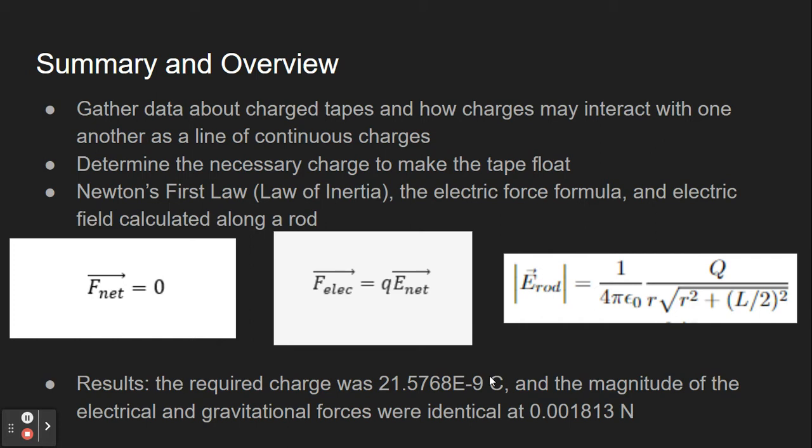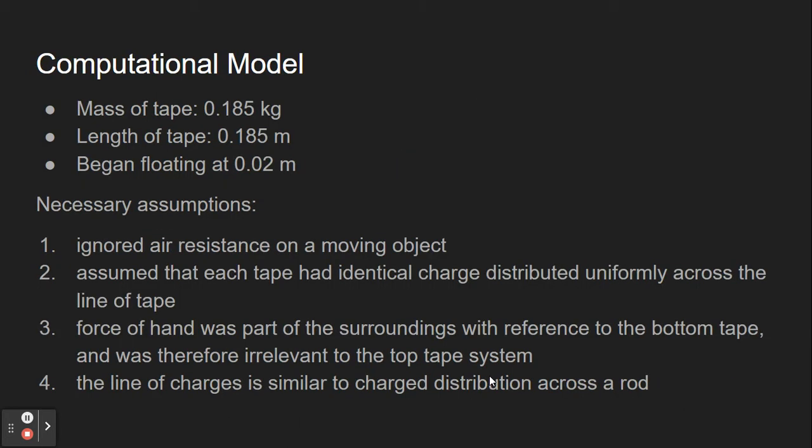The results were that the required charge ended up being around 21.57 e negative 9 coulombs, and the magnitude of the electrical and gravitational forces were identical at 0.0018 newtons. So for the computational model, the mass of the tape was 0.185 kilograms, the length of the tape was the same, just in meters, and it began floating at 0.02 meters.